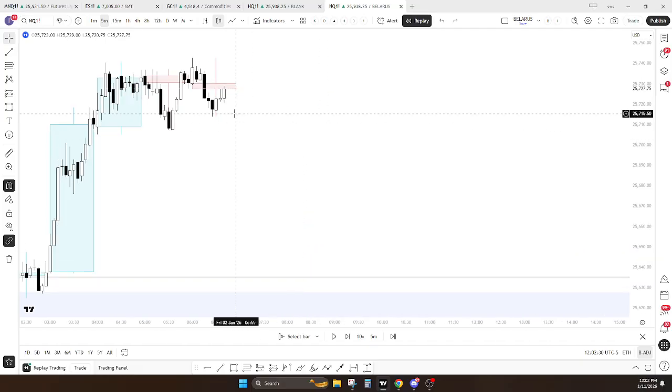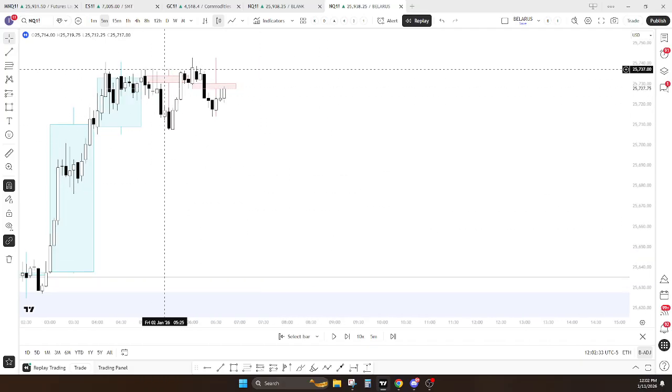Okay, so we do have a sweep here. So this candle is an inside candle.